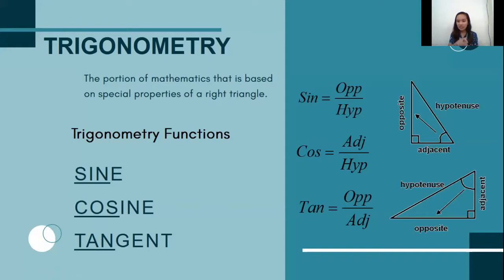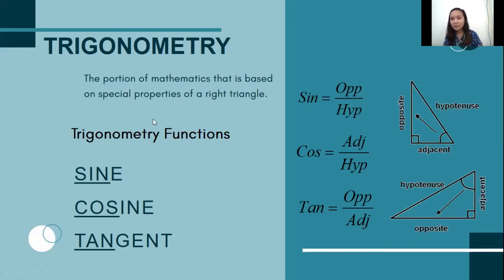So we have this very famous acronym used in trigonometric functions, the SOHCAHTOA. It's SOH and then CAH and TOA. Sine is equivalent to opposite over hypotenuse. Cosine is equivalent to adjacent over hypotenuse, and tangent is equivalent to opposite over adjacent.